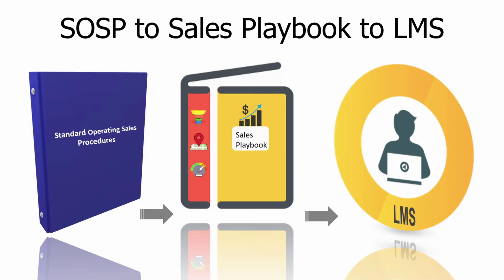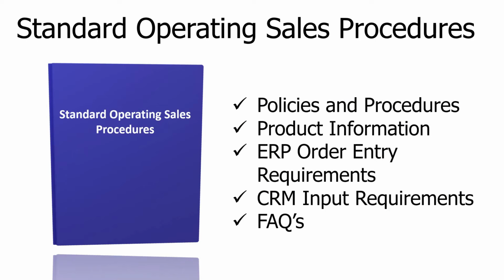First of all, in order to understand the context of the program, let me level set you on some of the key definitions I'll be referencing. Standard operating sales procedures are fairly self-explanatory, but for greater clarity, they include the policies and procedures to sell a product or service, sell sheets, the ERP order requirements. These are all the internal systems that you use to process orders, CRM input requirements along the sales cycle, and frequently asked questions with the corresponding answers.